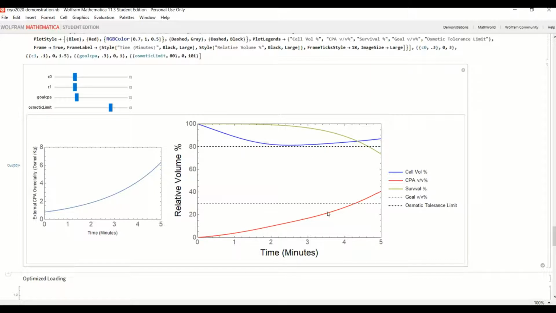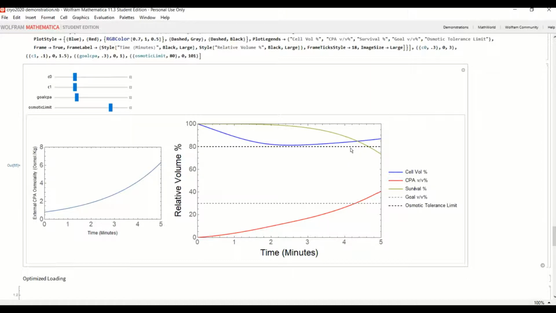And we just keep on increasing, and then at just after about 4 minutes for this cell type, you get your CPA volume by volume ratio, and you never have the volume of the cell decrease past that osmotic tolerance limit. What else that means is that your survival is not bad. So your cytotoxic survival.